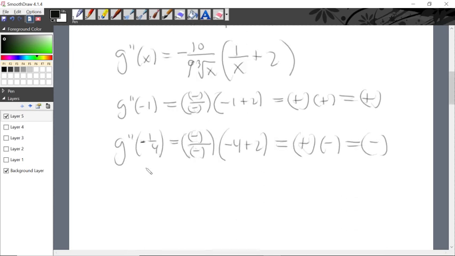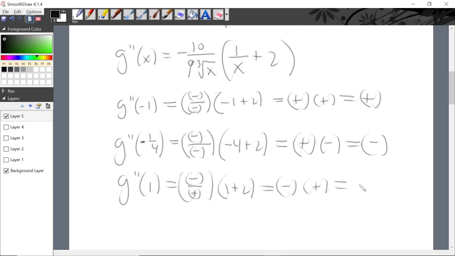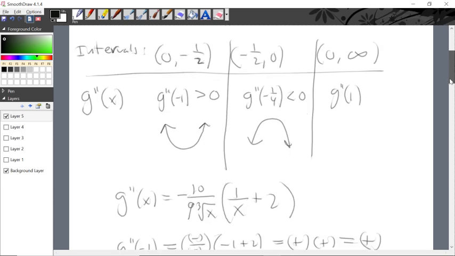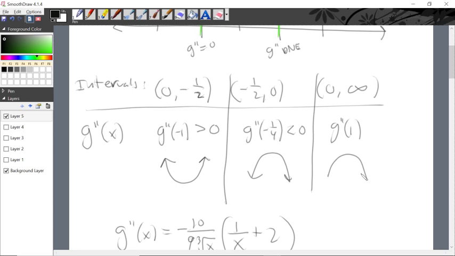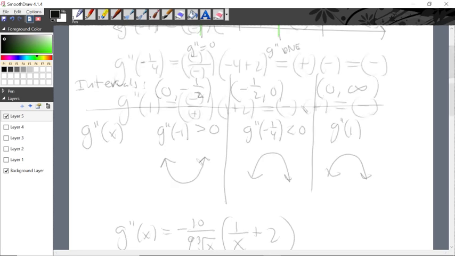And testing now at 1, g double prime of 1. We have negative 10, so we have negative, over 9 times the cube root of a positive. So that's positive in the denominator. And then 1 over 1 is 1, so we have 1 plus 2, and of course that's positive. So we have a negative times a positive, which results in negative. So the function is concave down on the interval from 0 to infinity.